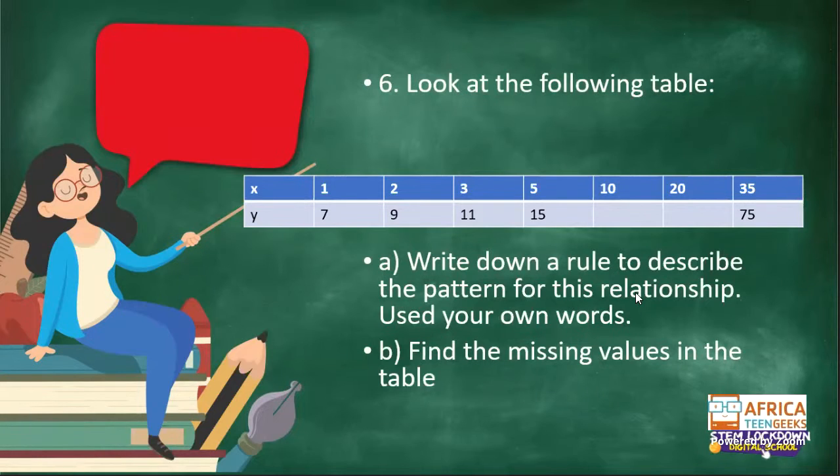Now that we have found the rule, let us find the missing values in this table. Let's find the missing values in this particular table. Find the missing values in the table. The missing values are 25 and 45. Okay, you say the missing values are 25 and 45 respectively.